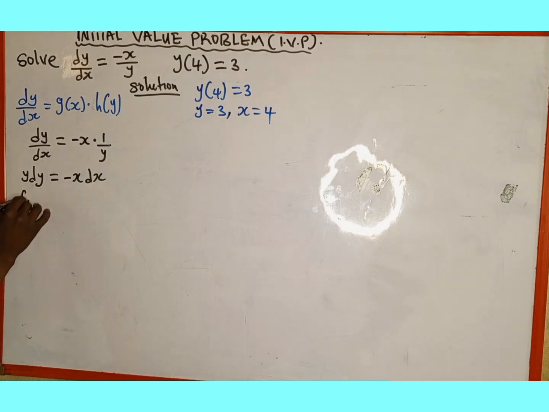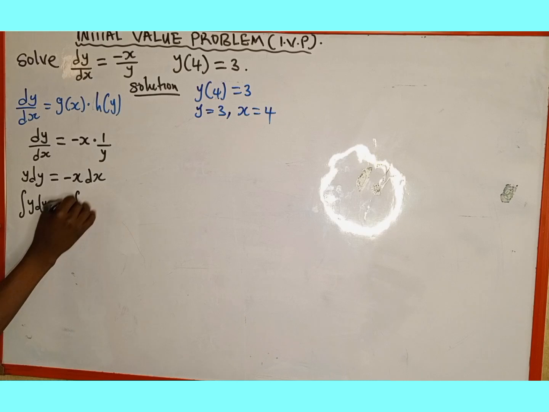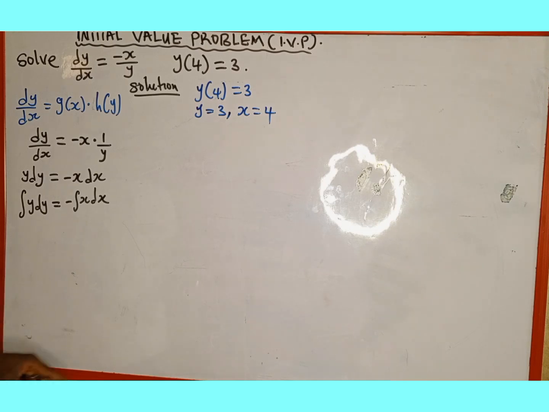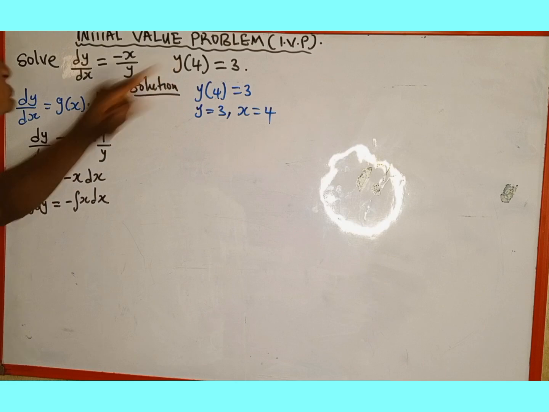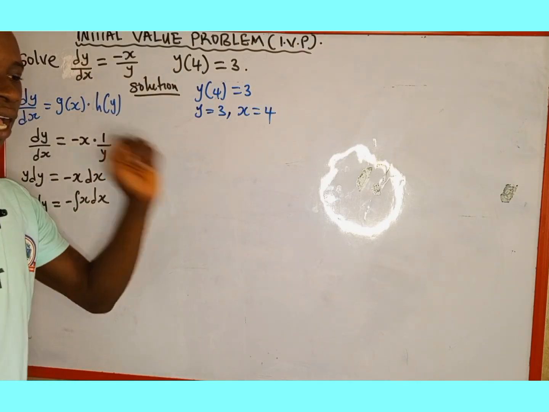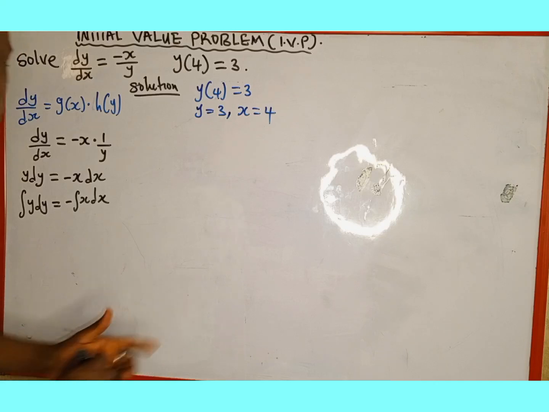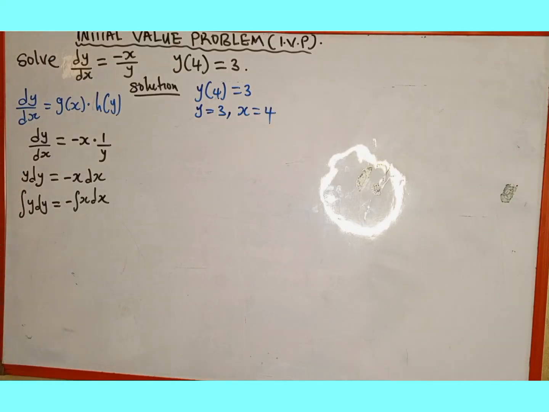We're going to have the integral of y dy is equal to minus the integral of x dx. We can take the minus out of the integral. So let us integrate it. Remember, in integration, I told you earlier that when you want to learn differential equations, always go back and revise your basic calculus. In integration, we add 1 to the power, then we write the power in the denominator. So the integration of y now is going to be what?